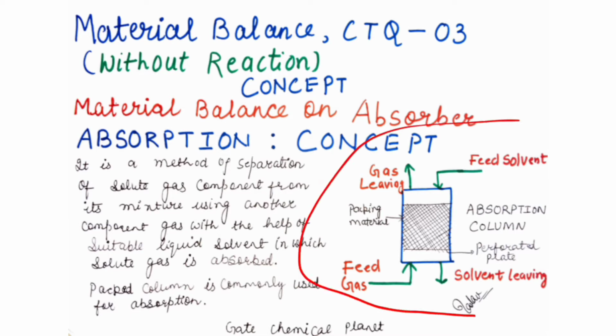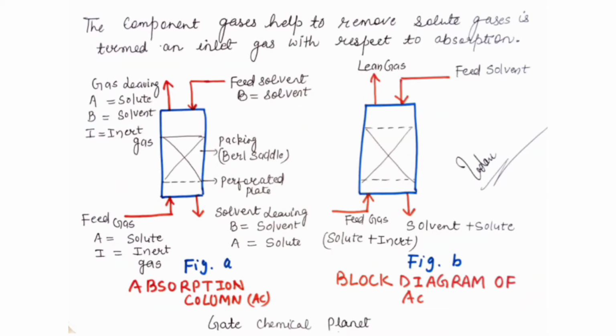This is the picture showing the absorption column in which there is a packing material. Raschig ring and berl saddle are the packing materials used for the absorption column, and here it is a perforated plate. Feed gas is coming into the column, and from this side the solvent is coming, and after separation the gas is leaving the column and the solvent is leaving the column. So this is the basic concept of absorption. Now we will discuss some more details about absorption.